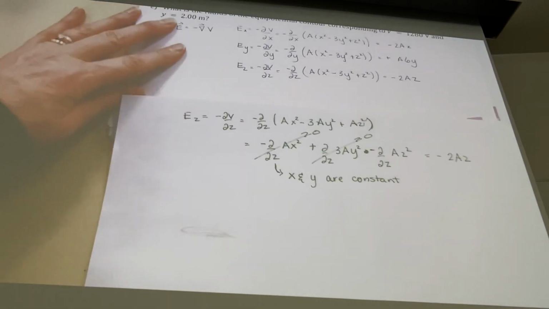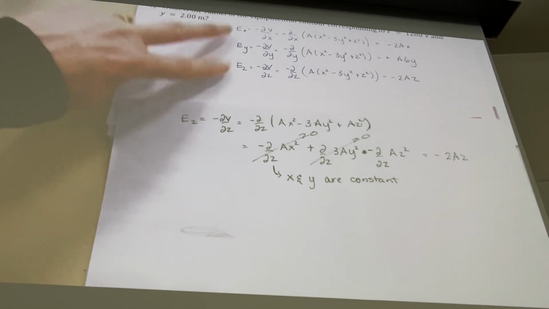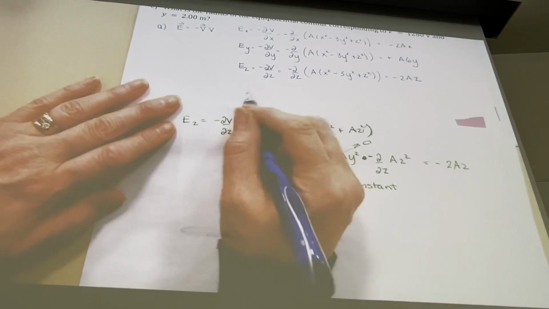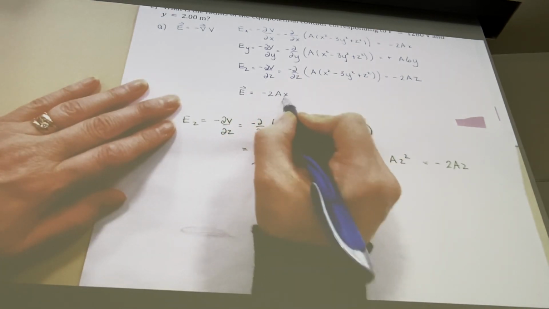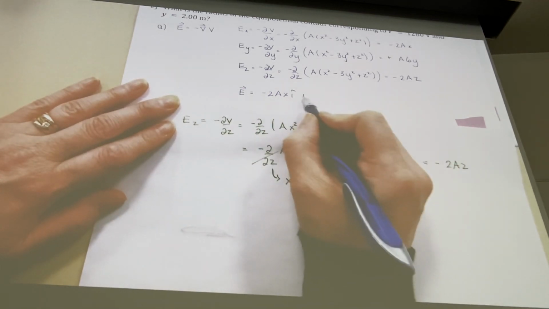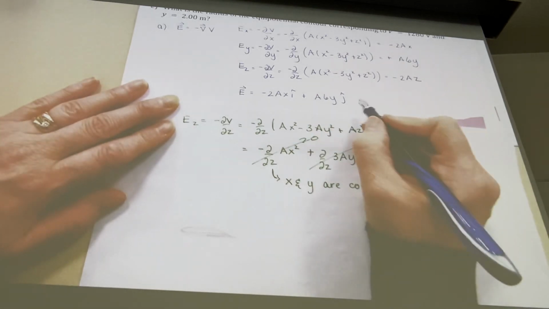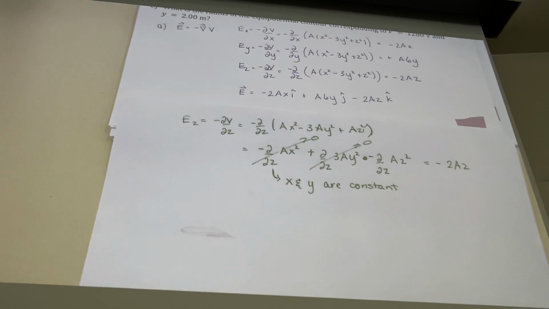So this gives us our x, y, and z components of electric field. You're not done until you write it down in the form of a vector. So just to finish off the question properly, you say my electric field is minus 2ax, that's the x component, so it gets an i hat, plus a times 6y, that's the y component, it gets a j hat, minus 2az, that's the z component, gets k hat. Okay, so you always do have to write it in that vector form. It's not good enough to just find the components.